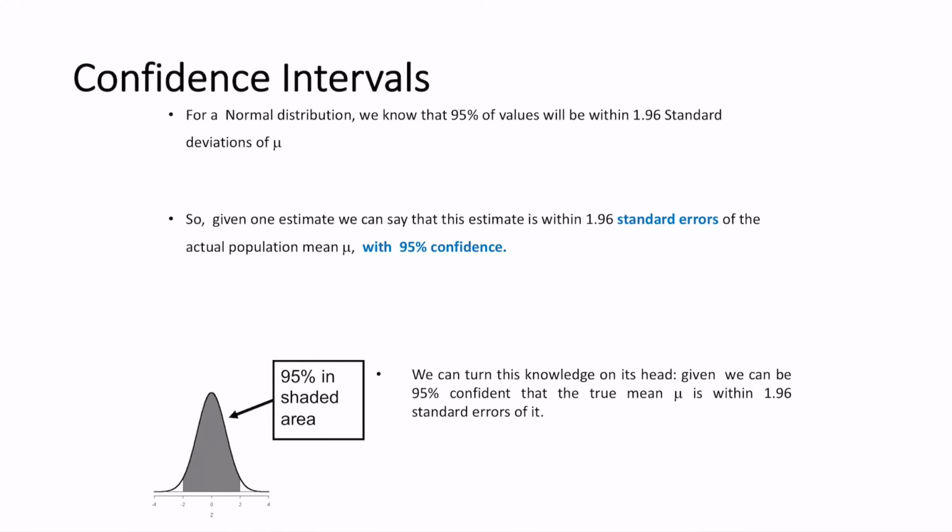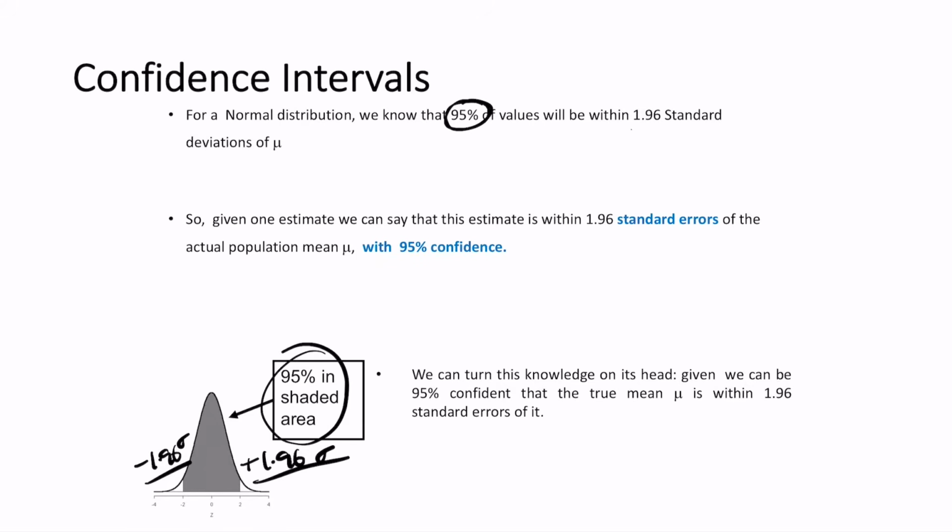Now the most commonly used confidence level is 95%. If you take it on a normal distribution curve, the 95% probability generally lies between negative 1.96 sigma and positive 1.96 sigma.